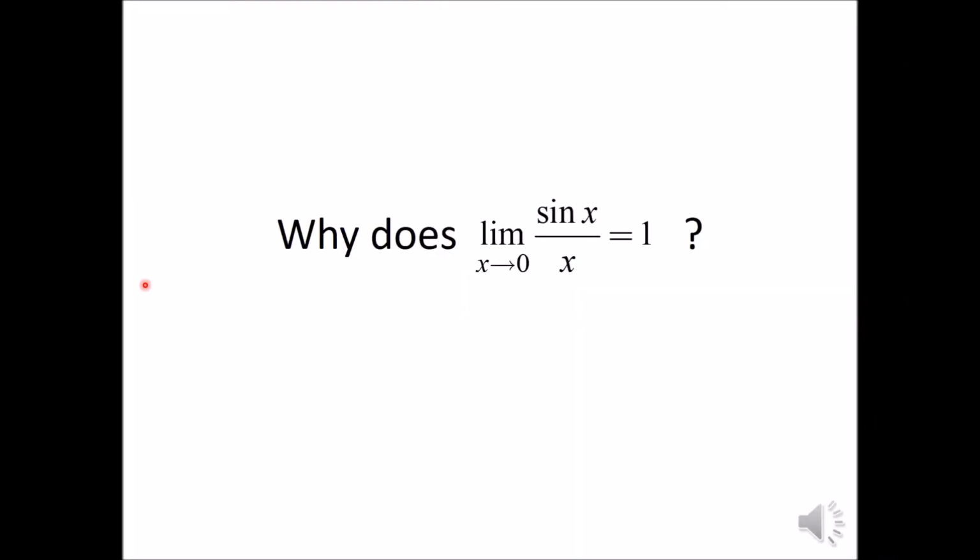So we're going to take a look at why the limit as x approaches 0 of sine x over x equals 1. I wouldn't bother taking notes on this, just watch, follow along, and see what's going on. The proof for the other special trig limit follows from a similar argument.